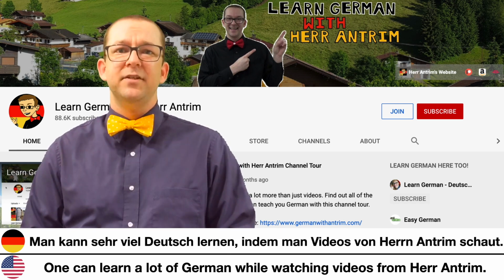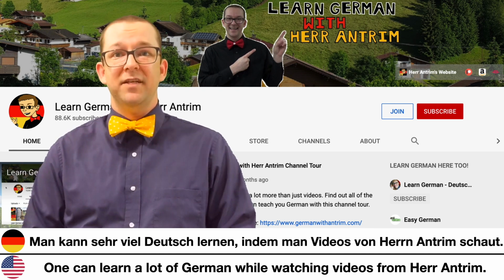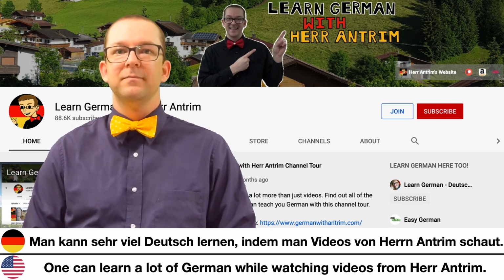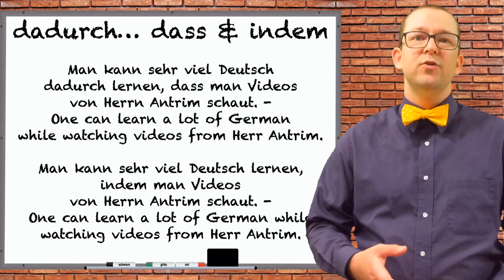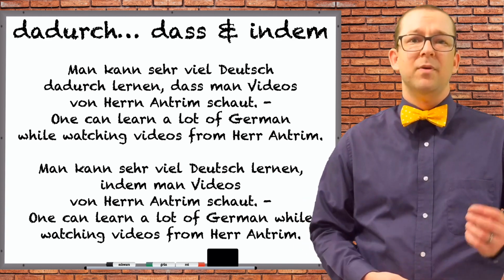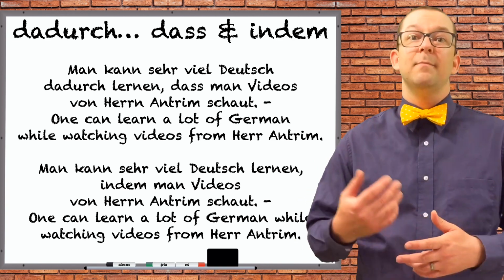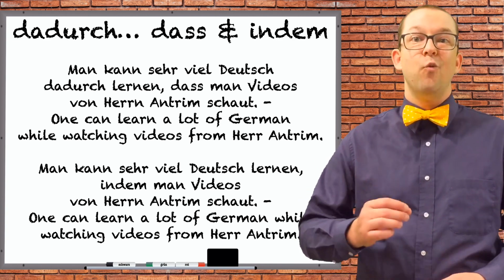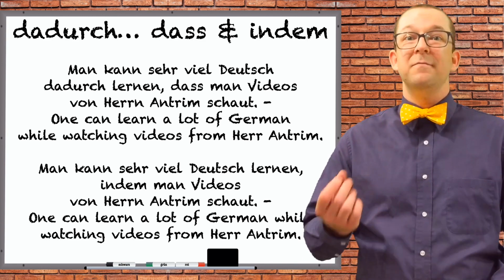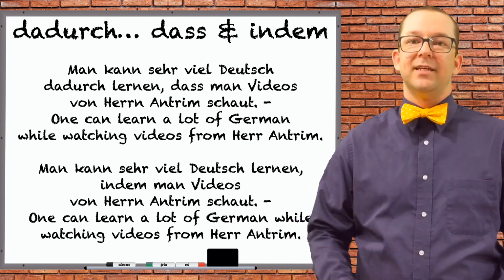Man kann sehr viel Deutsch lernen, indem man Videos von Herrn Antrim schaut. One can learn a lot of German while watching videos from Herr Antrim. In both of these sentences, you could translate dadurch dass and indem with "while," but the true meaning is more like "by means of," as it shows the way in which you do something via the conjunction. It shows the medium through which the action takes place.